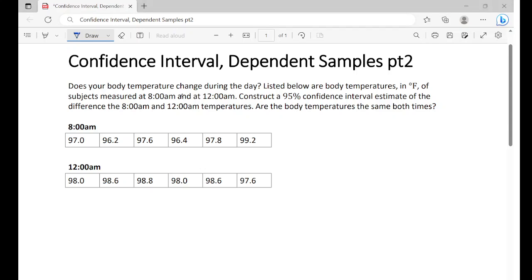Does your body temperature change during the day? Listed below are the body temperatures in Fahrenheit of subjects measured at 8 a.m. and at 12 a.m. Construct a 95% confidence interval estimate of the difference in the 8 a.m. and the 12 a.m. temperatures. Are the body temperatures the same both times?